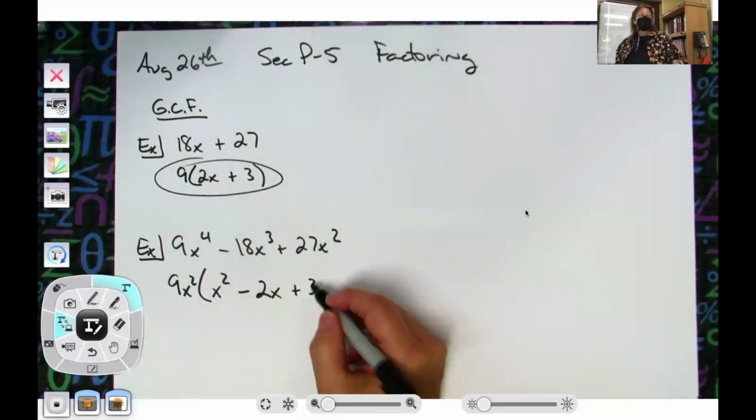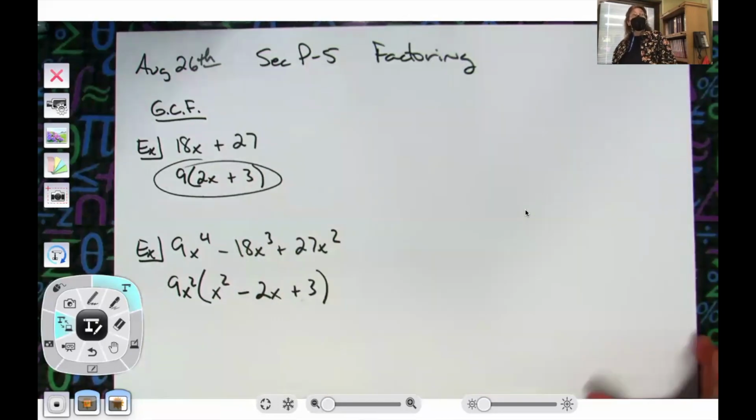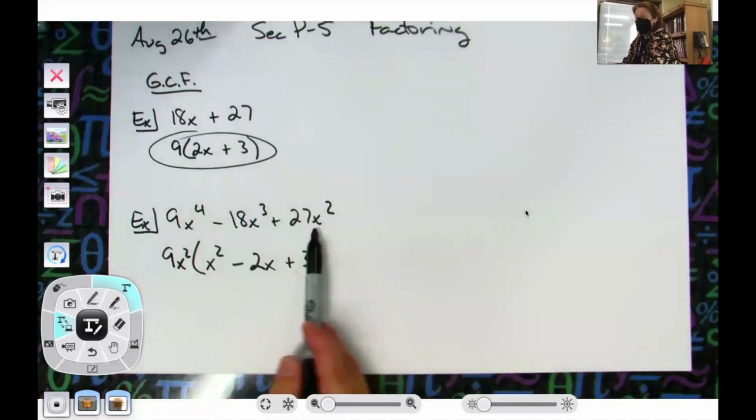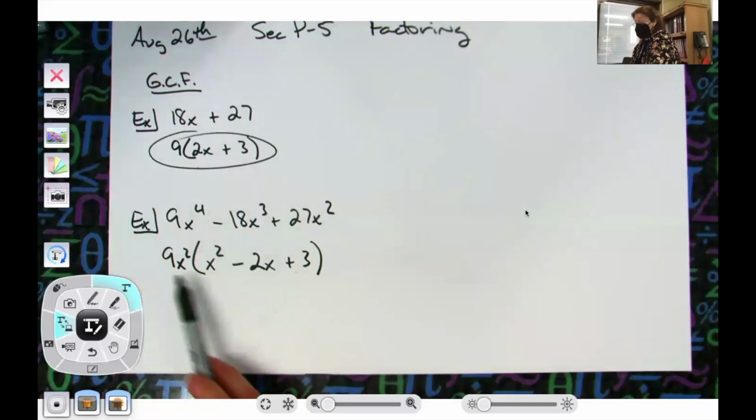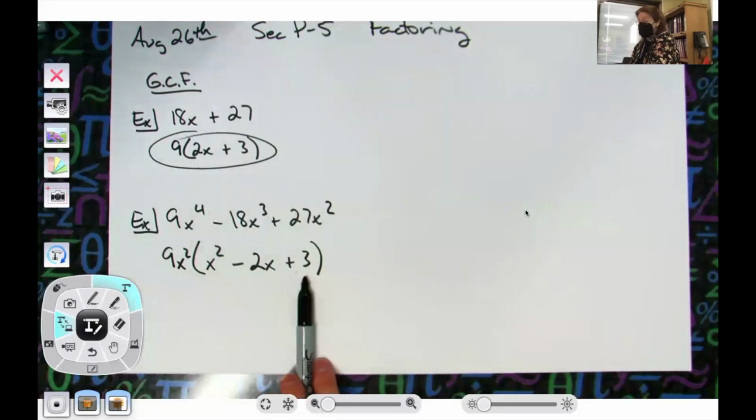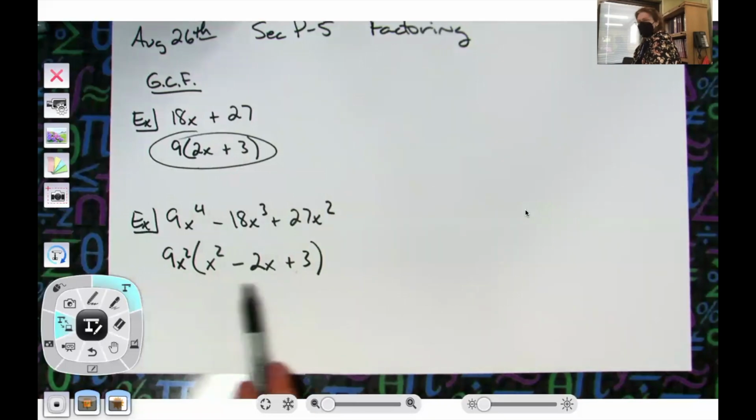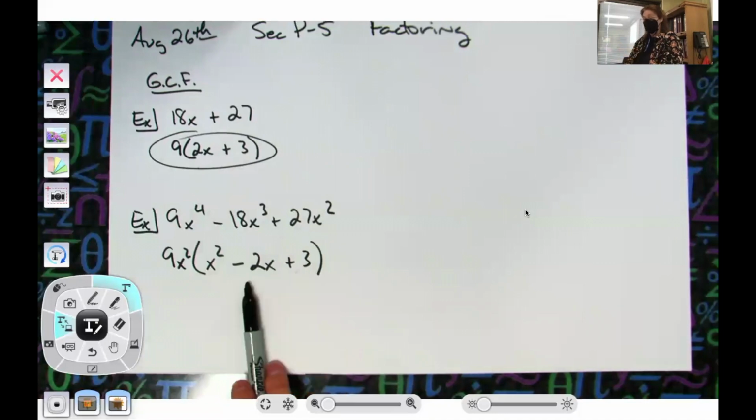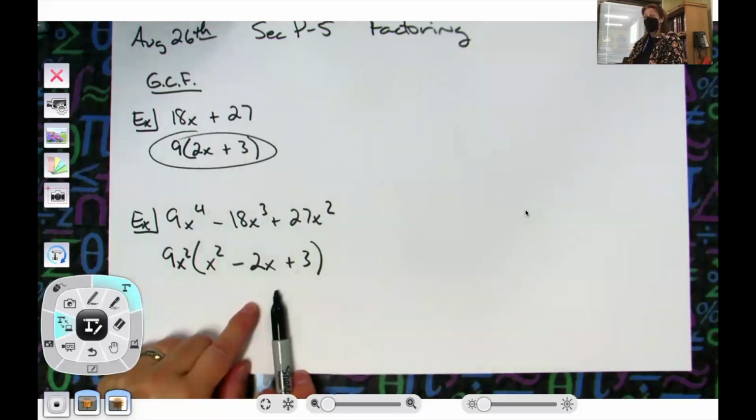Now, technically at this point, and you will run into these in your homework, you may have to do more than one factoring technique. On this one, I took out a greatest common factor, but I do have a trinomial in there. You should always try and check to see if that will factor. My only factors of 3 are 3 and 1. To get a positive 3, they'd either have to be negative, negative, or positive, positive, and I can't get a negative 2. So this one doesn't factor, but it could have.